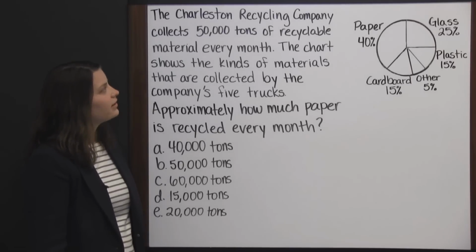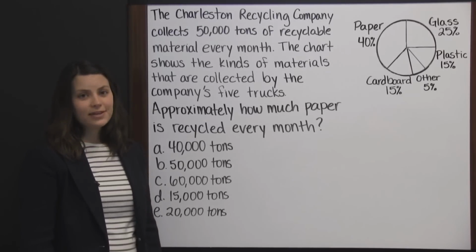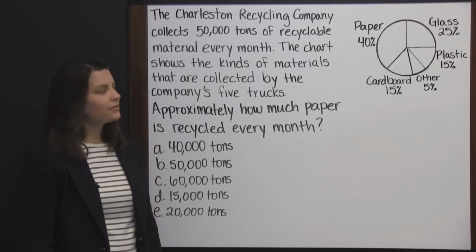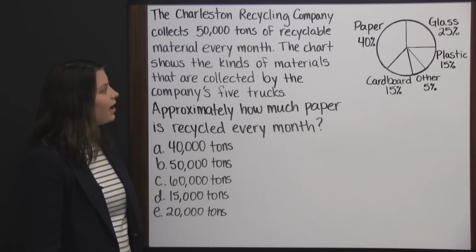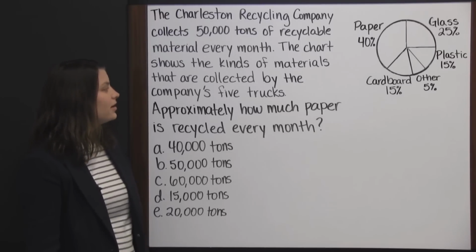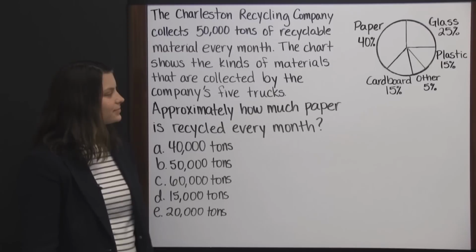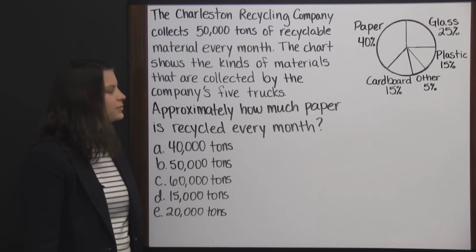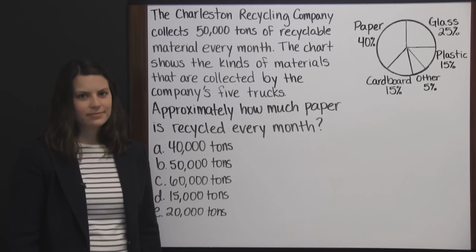The Charleston Recycling Company collects 50,000 tons of recyclable material every month. The chart shows the kinds of materials that are collected by the company's 5 trucks. Approximately how much paper is recycled every month?